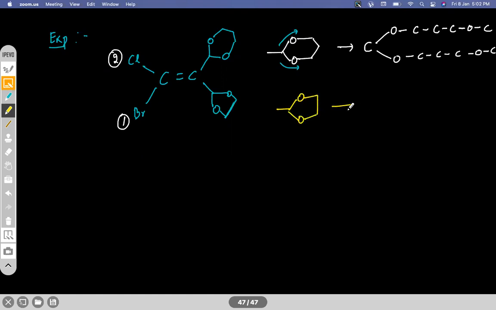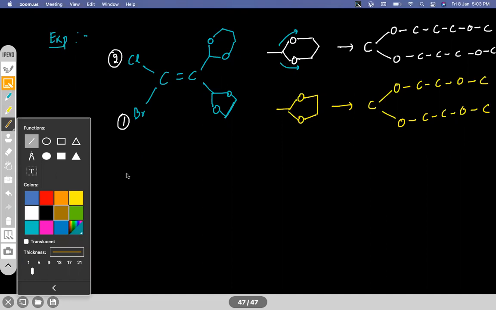This is the ring we have. We'll start from this one, carbon, going clockwise. So we have oxygen, carbon, carbon, oxygen, and carbon. Anti-clockwise: oxygen, carbon, carbon, oxygen, carbon. Like this, you open it, and then you compare the two atoms like this. I'll tell you how.